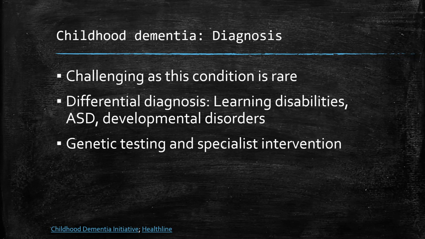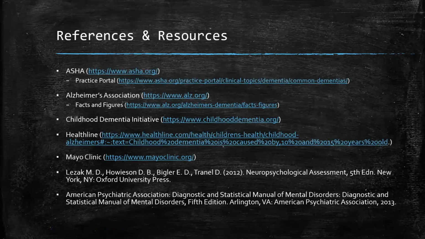Genetic testing is available, but the accessibility of that can be pretty hard and rare. So that takes us to the end. I do have a list of references and resources. Most of the information on those types of dementia comes from that ASHA practice portal, so I would absolutely bookmark that site. They make it really easy to compare different types of dementia side by side.